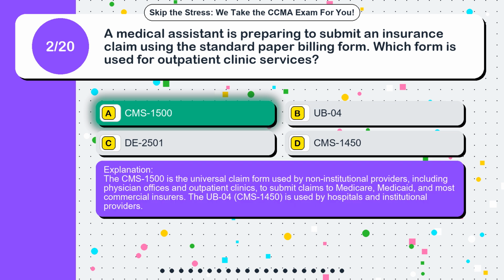The CMS 1500 is the universal claim form used by non-institutional providers, including physician offices and outpatient clinics, to submit claims to Medicare, Medicaid, and most commercial insurers. The UB04, CMS 1450, is used by hospitals and institutional providers.